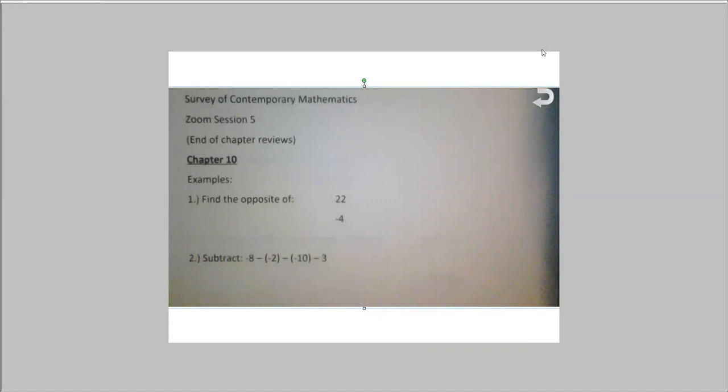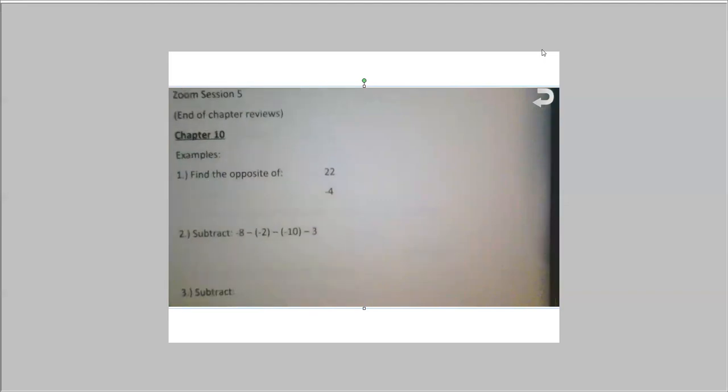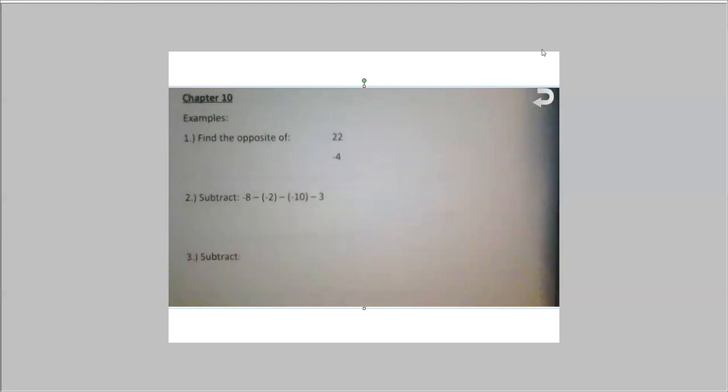The problems that I've gathered tonight are going to come from the end of the chapter review, so you might find some of these problems at the end of chapter 10 and 11. All right, so beginning with number 1, the first question asks us to find the opposite of these numbers.